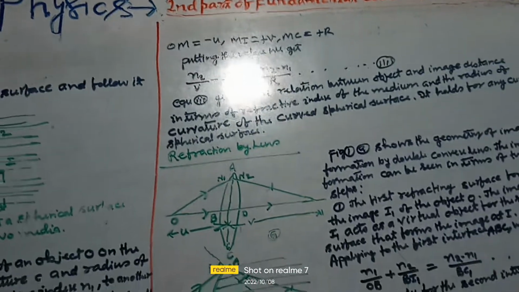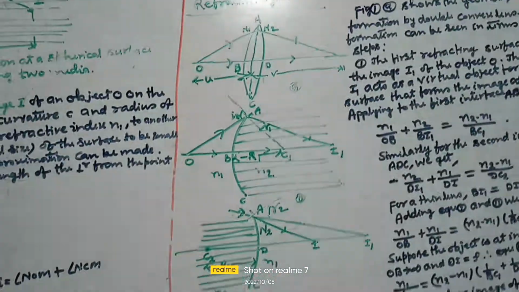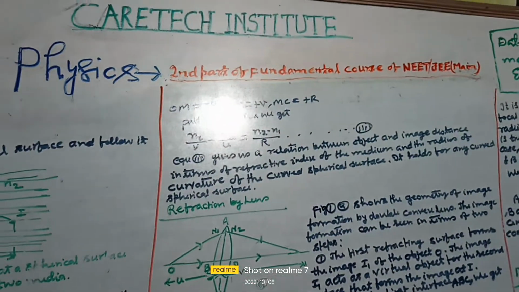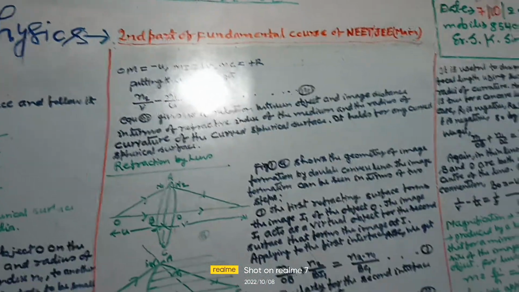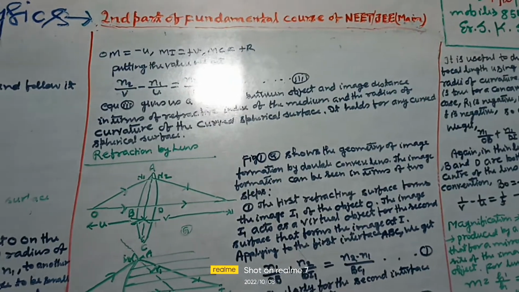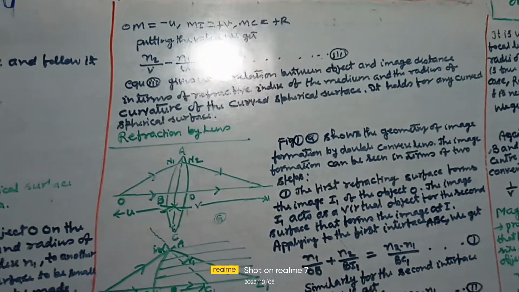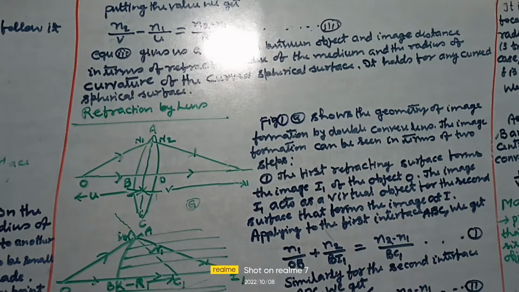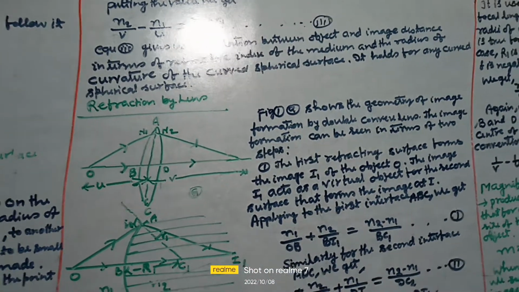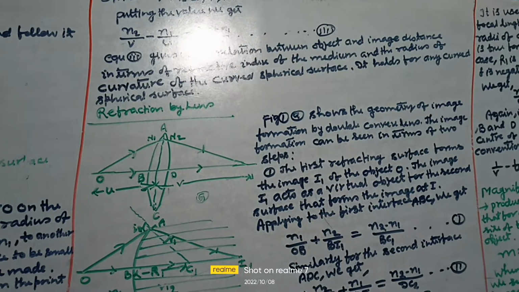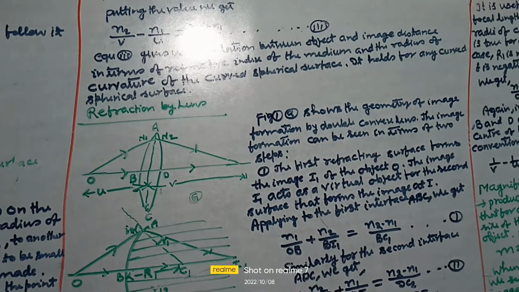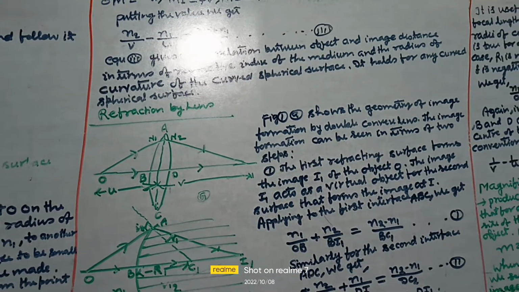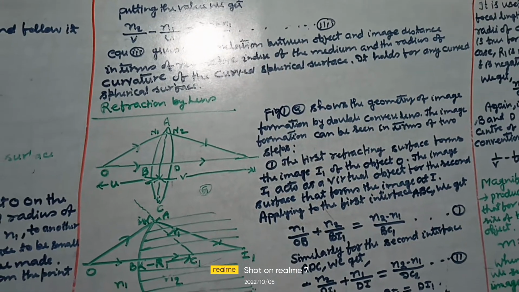Now, refraction by lens. Figure 1a shows the geometry of image formation by a double convex lens. The image formation can be seen in terms of two steps. The first refracting surface forms the image I1 of the object O. The image I1 acts as a virtual object for the second surface that forms the image at I.